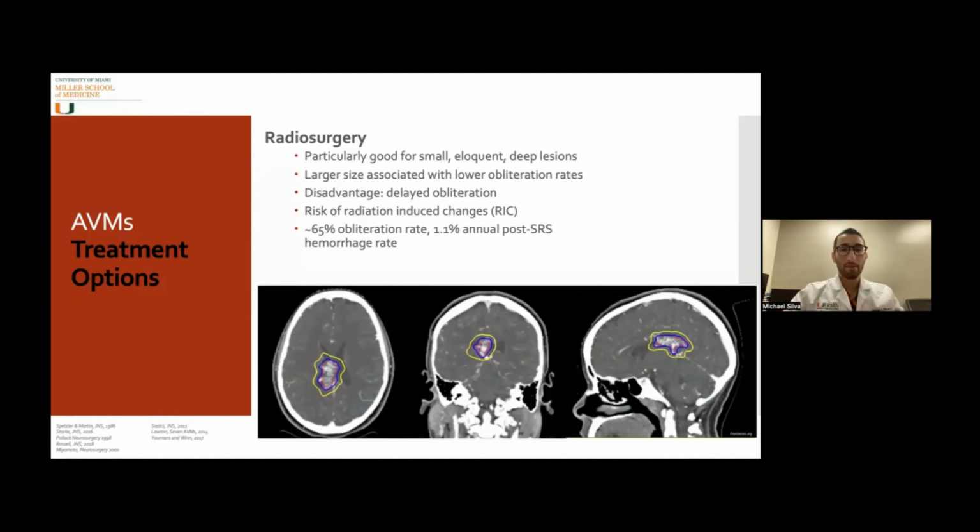Radiosurgery takes many months or even years to actually obliterate the AVM. And so there's a period where there still is a hemorrhage risk. So that's really the major limitation of it. There's also a risk of radiation-induced changes, as we know from any type of radiosurgery. Numbers are variable out there, but somewhere around 65% obliteration rate, and annual post-radiosurgery hemorrhage rate around 1%.